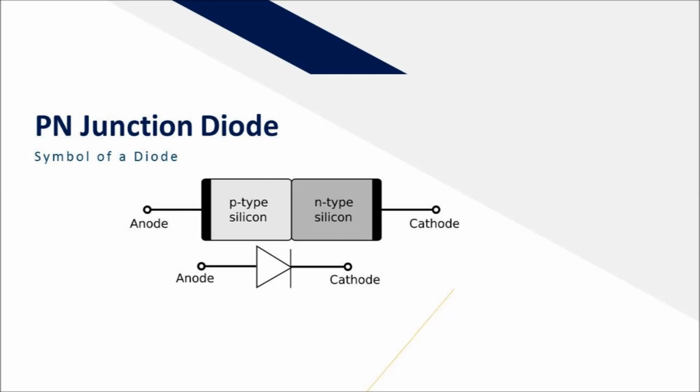The arrowhead in the symbol points from the p region towards the n region. This shows that the direction of conventional current is from the p region to the n region, which is also the direction of flow of holes.